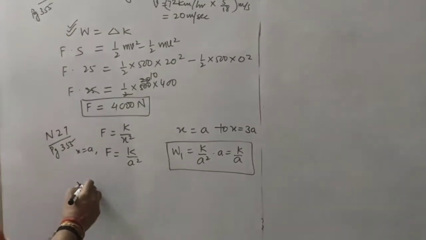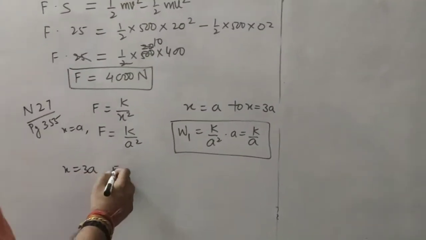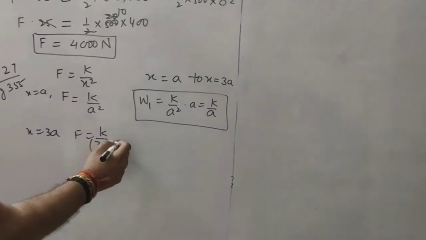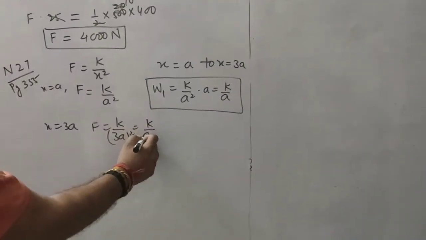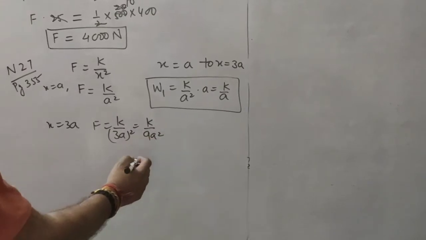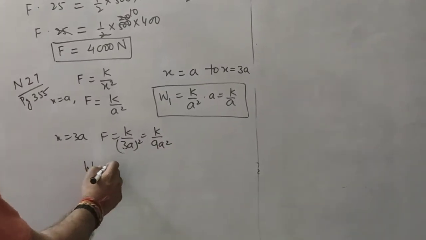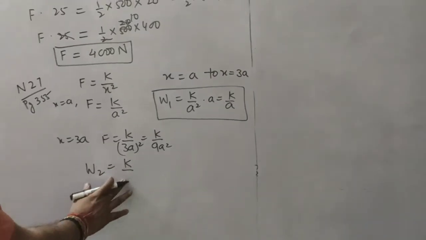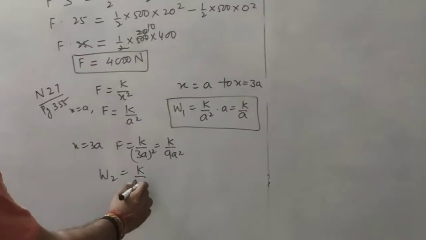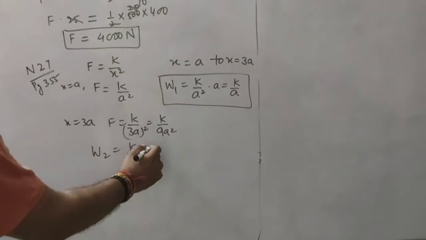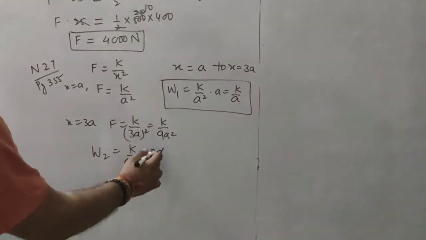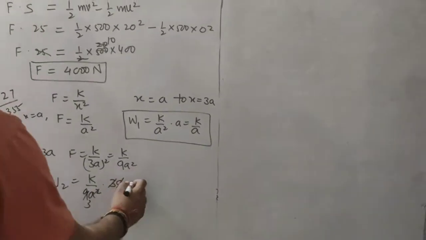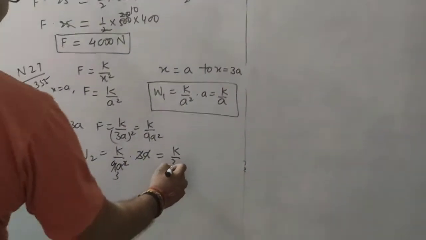Now at x equals 3a, f is equal to k by 3a whole square, so it becomes k by 9a square. So here work done is k by 9a square into displacement, that is 3a. So you are left with k by 3a.